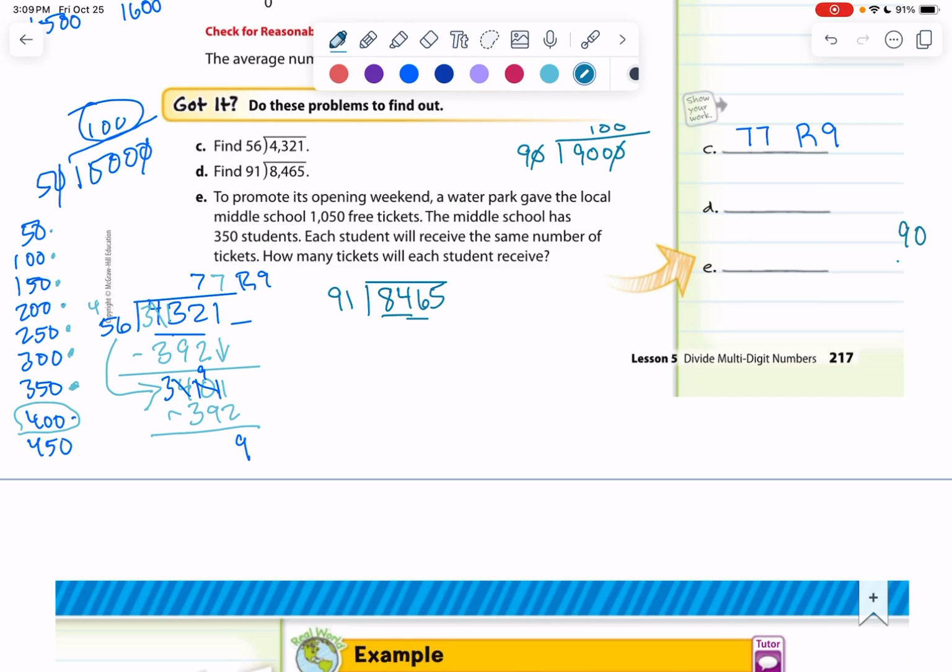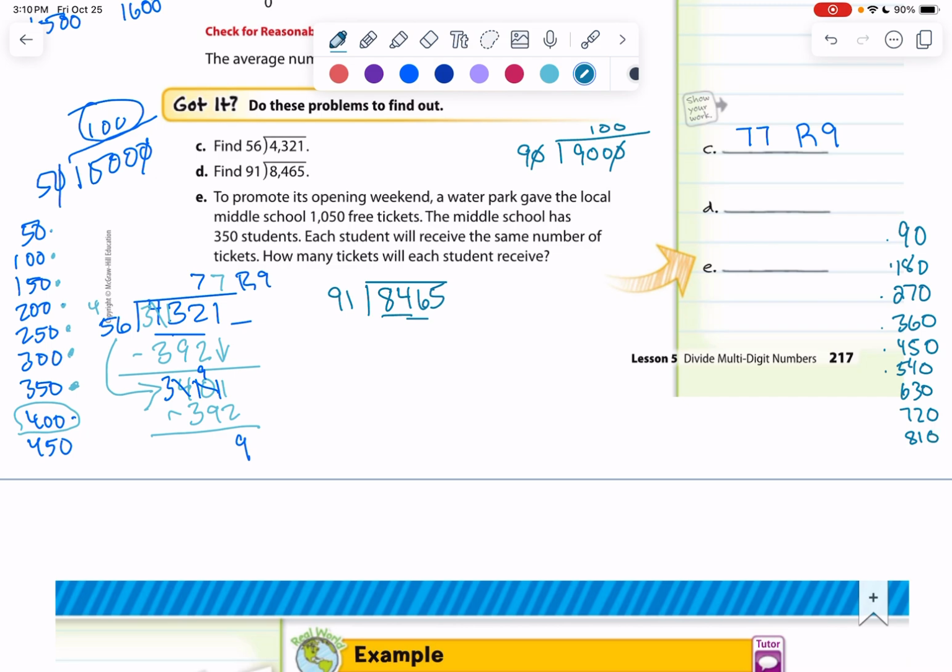Let's skip count by 90s. 90. 2 times 9 is 18, so 180. 3 times 9 is 27, so 270. 4 times 9 is 36, so 360. 5 times 9 is 45, so 450. 6 times 9 is 54, so 540. 7 times 9 is 63, so 630. 8 times 9 is 72, so 720. And 9 times 9 is 81, so 810.